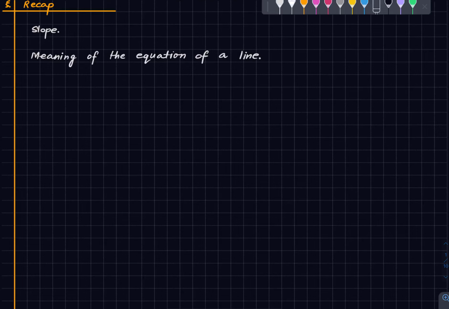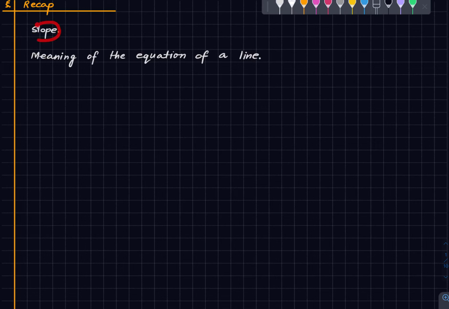Welcome to this lecture series in coordinate geometry. We will continue our discussion from last time and finish the thread about equations of lines that we started. All we need to know is some very basic things like what is the meaning of the slope of a line and what is the meaning of the equation of a line.